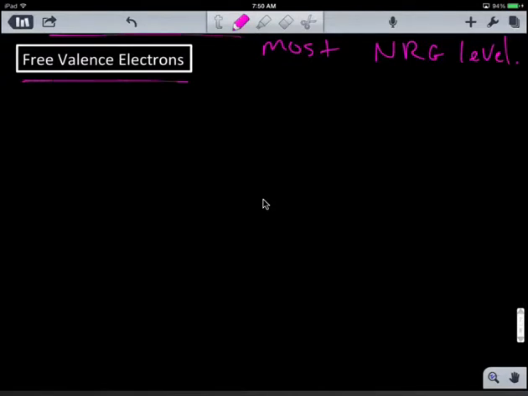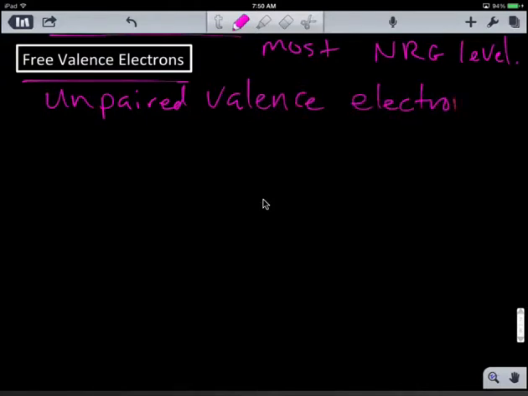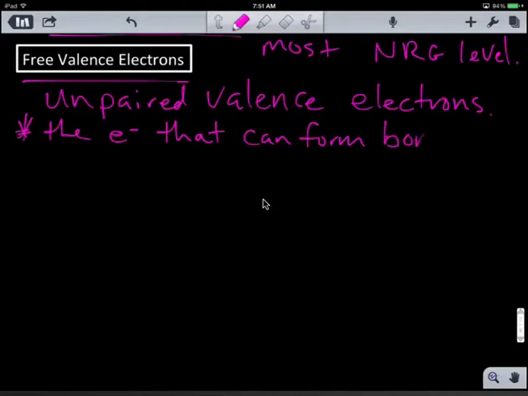So let's talk about free valence electrons. Now these are the ones that are unpaired. Unpaired valence electrons. So they're still in that outermost energy level, and these are the ones that are available for us to do work as chemists. They're the ones that can form bonds. We're going to add that: the electrons that can form bonds.